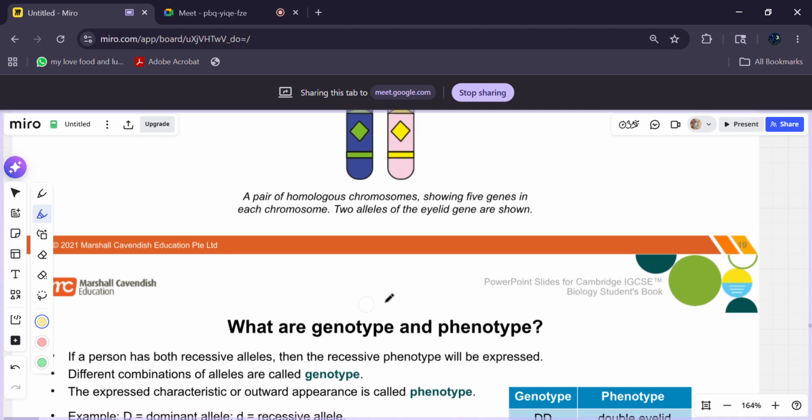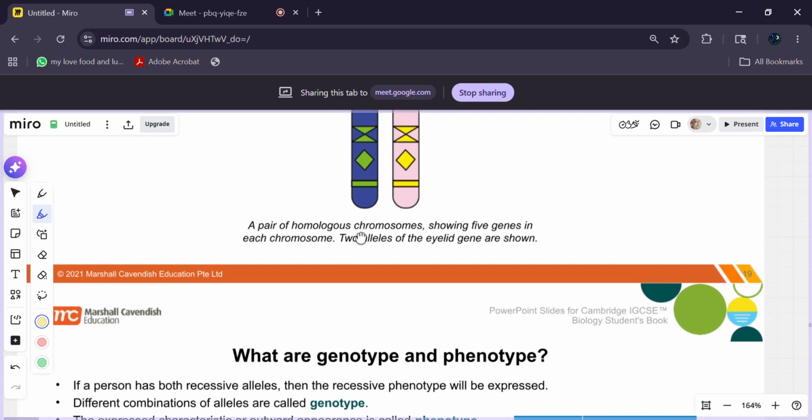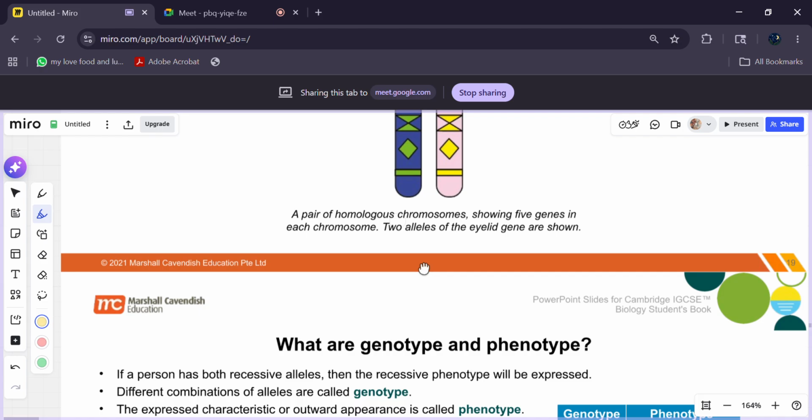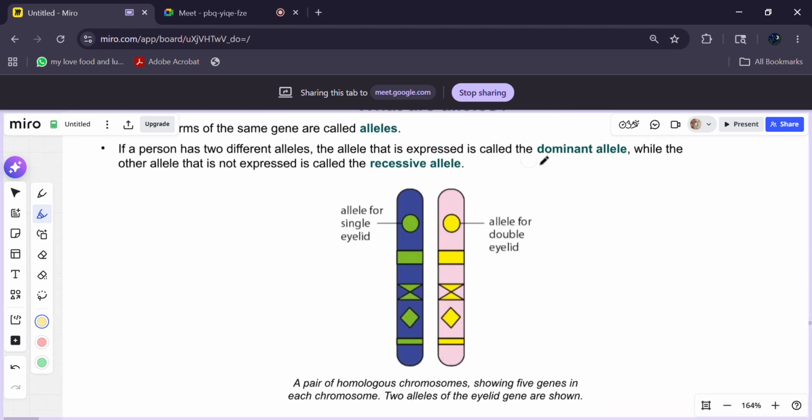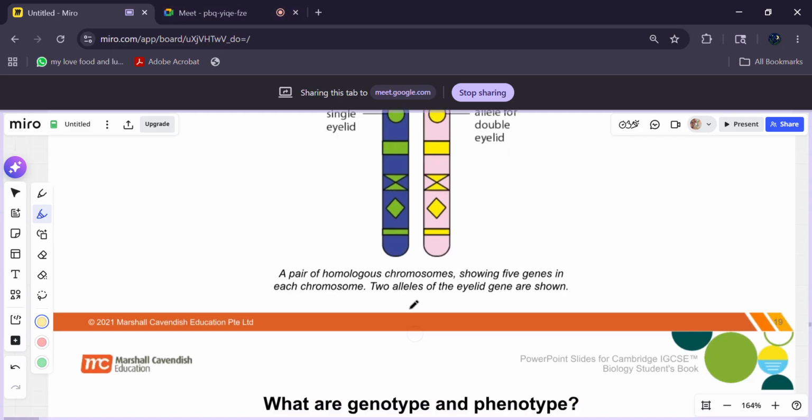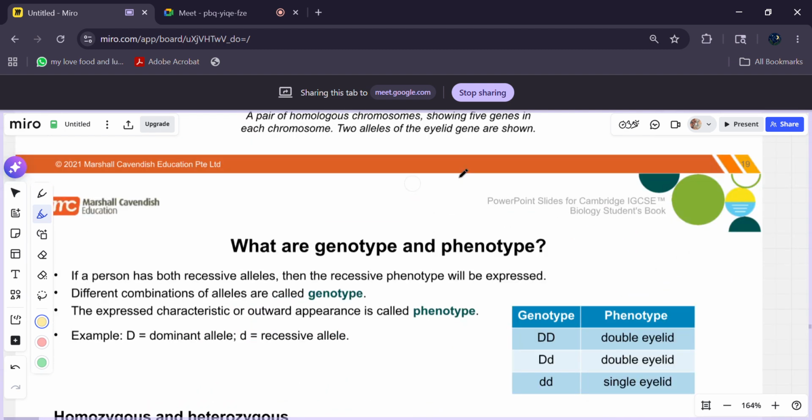Are recessive alleles ever expressed? Since we know that dominant alleles are always the alleles that are expressed, are recessive alleles always expressed? Well, if a person has both recessive alleles, it will be expressed. Hence, if you inherited two recessive alleles of the same gene, then you will have a single eyelid. So let's move on to explain what genotypes and phenotypes are.